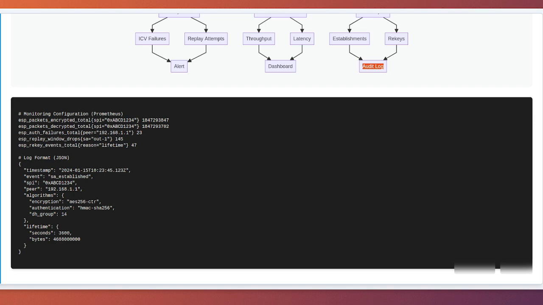Long-term trending helps identify gradual degradation and capacity needs. Track daily and weekly patterns in tunnel utilization. Monitor the growth rate of SA establishments as your network expands. Analyze the distribution of packet sizes and how it changes over time. Watch for increasing error rates that might indicate aging hardware or growing attack attempts. Set up automated reports that highlight anomalies and trends requiring attention. Regular review of these trends can reveal optimization opportunities and help predict when infrastructure upgrades will be needed.